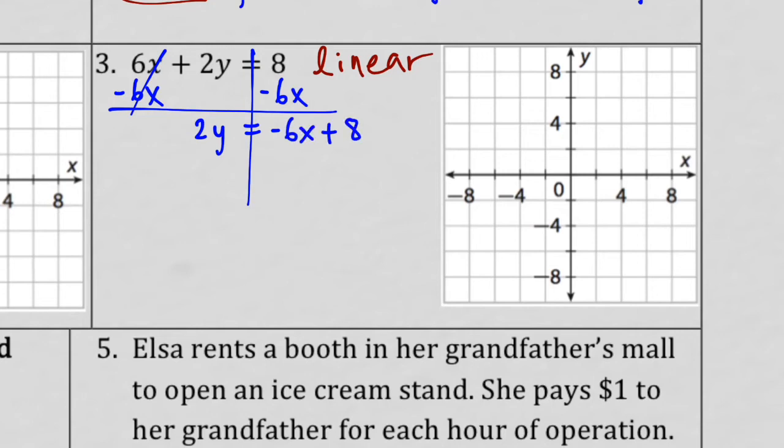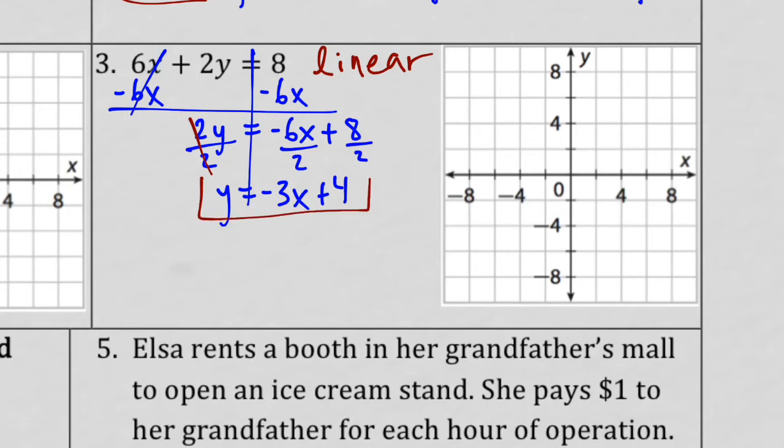Next, we get rid of the 2 by dividing it out. This is an extra step from the other ones, right? The other one, the y was already by itself. In this one, there's a 2, so we got to get rid of it. We're going to divide by 2. When we divide by 2 here with the y, we got to divide both of them by 2, right? Has to be fair, so everything gets divided by 2. So the 2's cancel, leaving you with just y. On the right side, you have negative 6 divided by 2. That's negative 3x, right? Because the x is still there. And 8 divided by 2, that's 4. So plus 4. There you go.